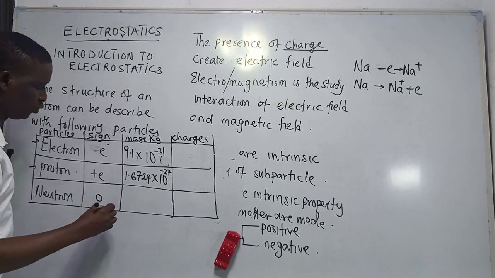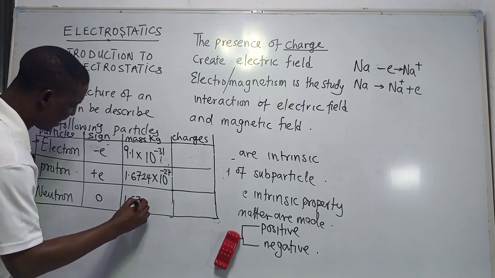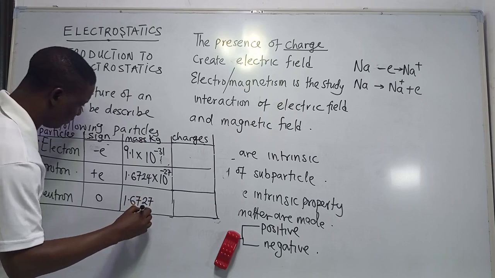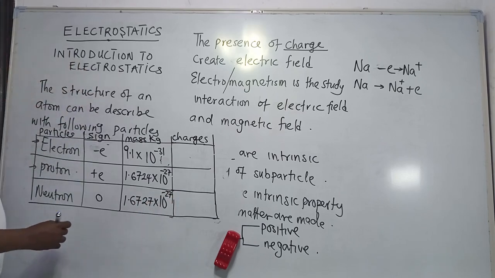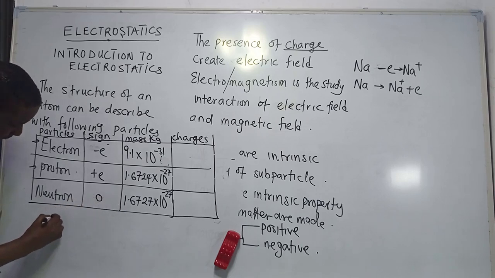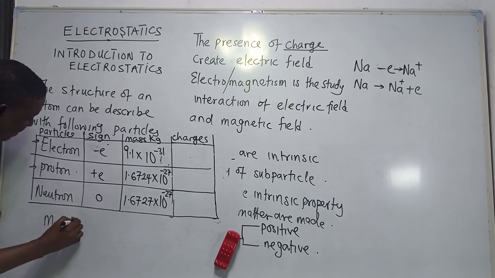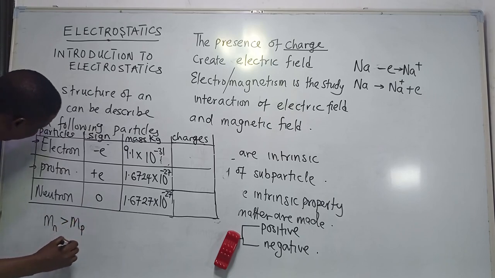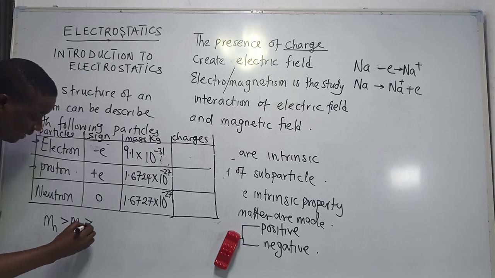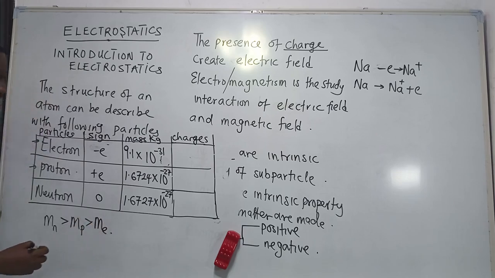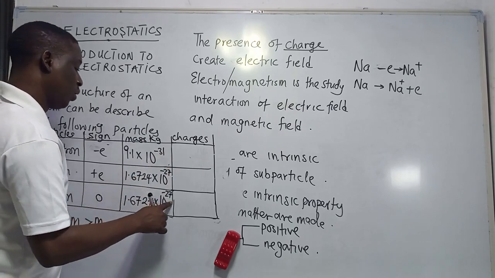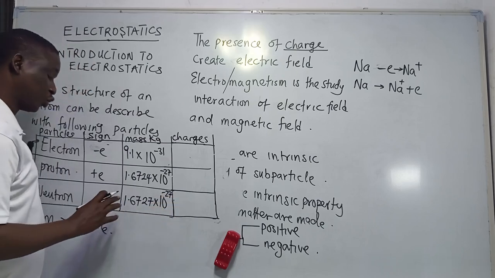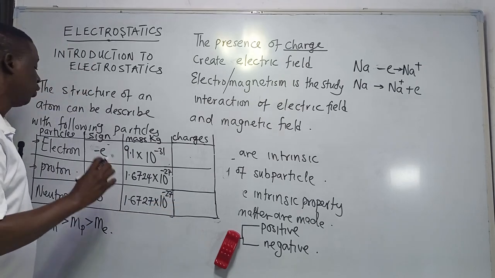Then the mass of neutron is 1.6727, something like that, times 10 to the power minus 27. So that means that the mass of neutron is slightly greater than the mass of proton, and the mass of proton is greater than the mass of electron. Please take note of that. The masses of proton and neutron are very close.